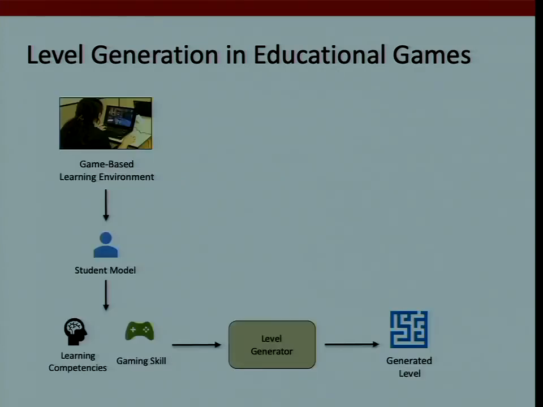And this is the overall framework of how we want to apply level generation in the educational game. Throughout the students' gameplay, the student model is maintained to look at all the students' actions in the game. It extracts each individual student's learning competencies and gaming skill, which will be the basis of the level generator. Then it generates a unique game level until students master the specific concepts in the game environment.